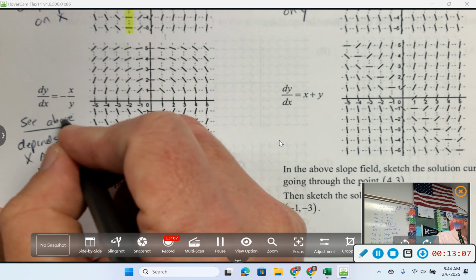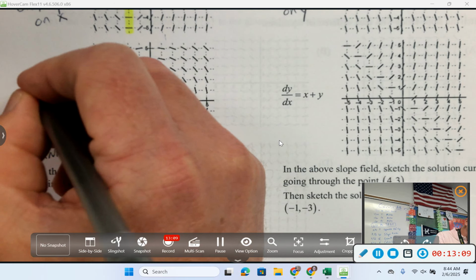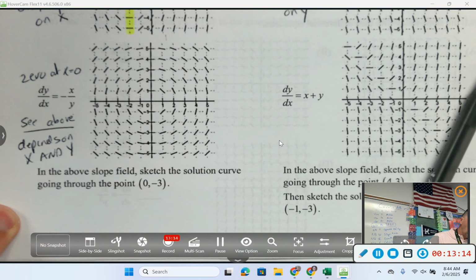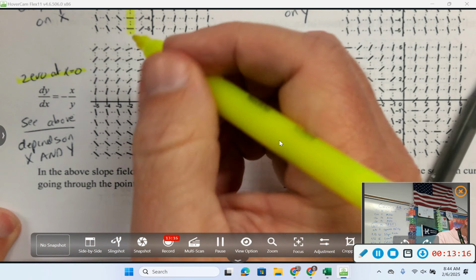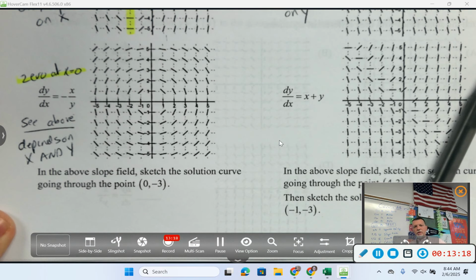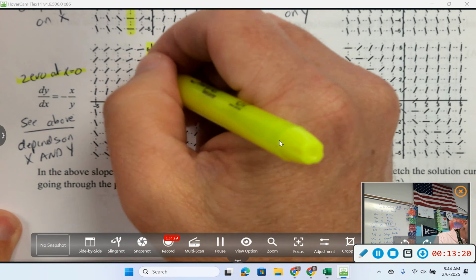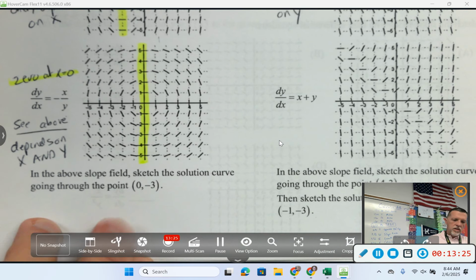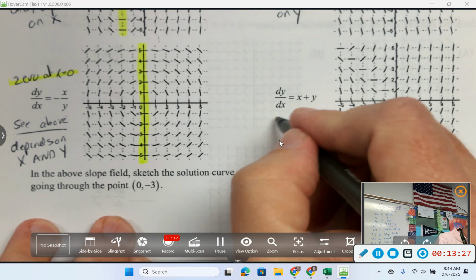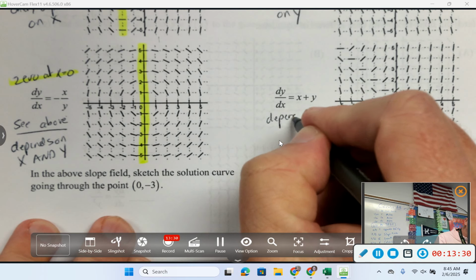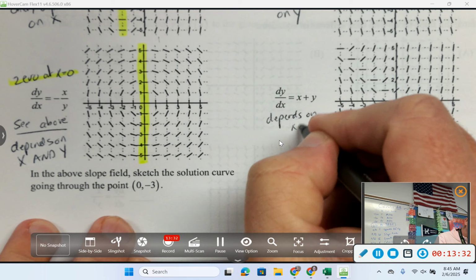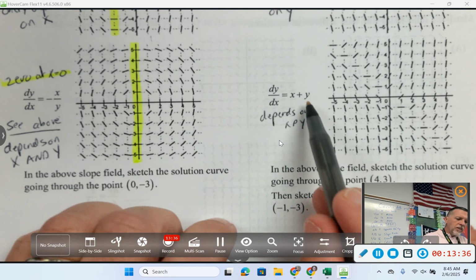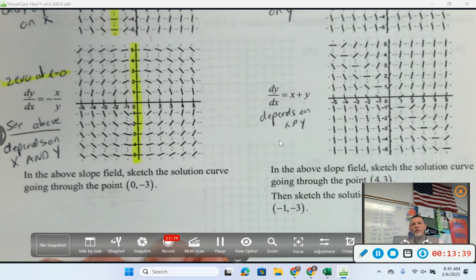We should have done what we did earlier. This was 0 at x equals 0. So even though it depends on both, whenever x is 0, we get a bunch of 0 slopes. Right, this last one also depends on x and y. Where is this one 0? Where is the slope 0 for this one?